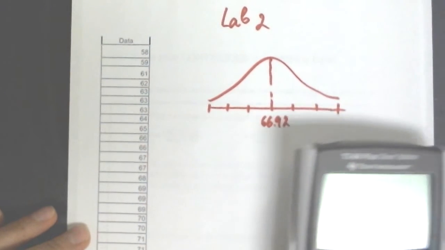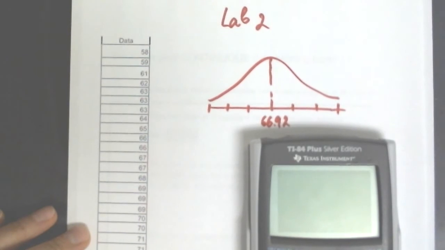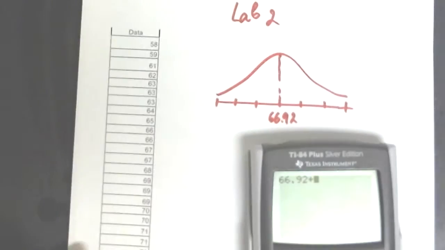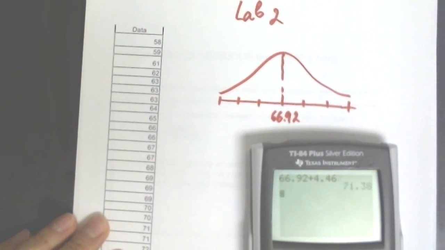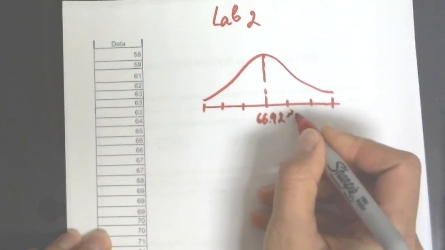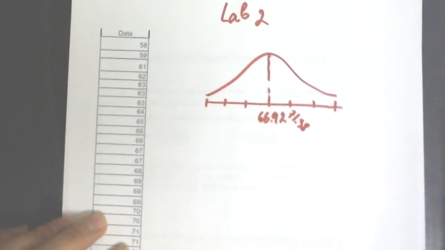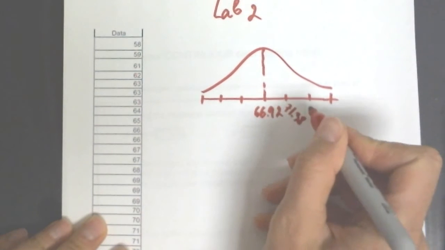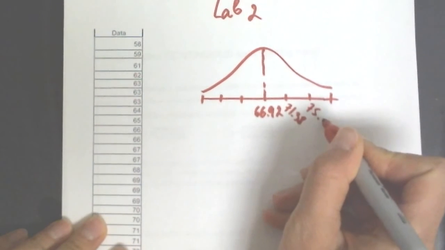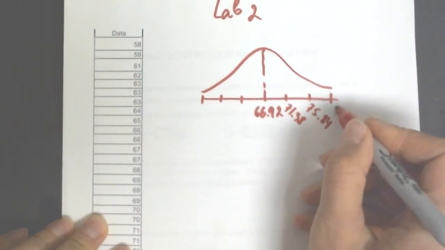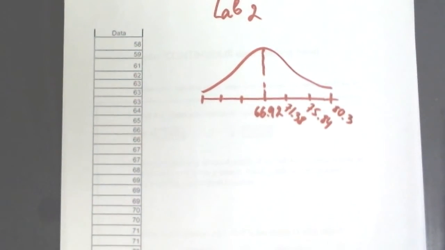So I'm going to use a calculator and go 66.92 plus 4.46. That's going to give me 71.38, so that goes right here. Plus another 4.46, that would be 75.84. Plus another 4.46, that's 80.3. That's how far I'm going to the right.